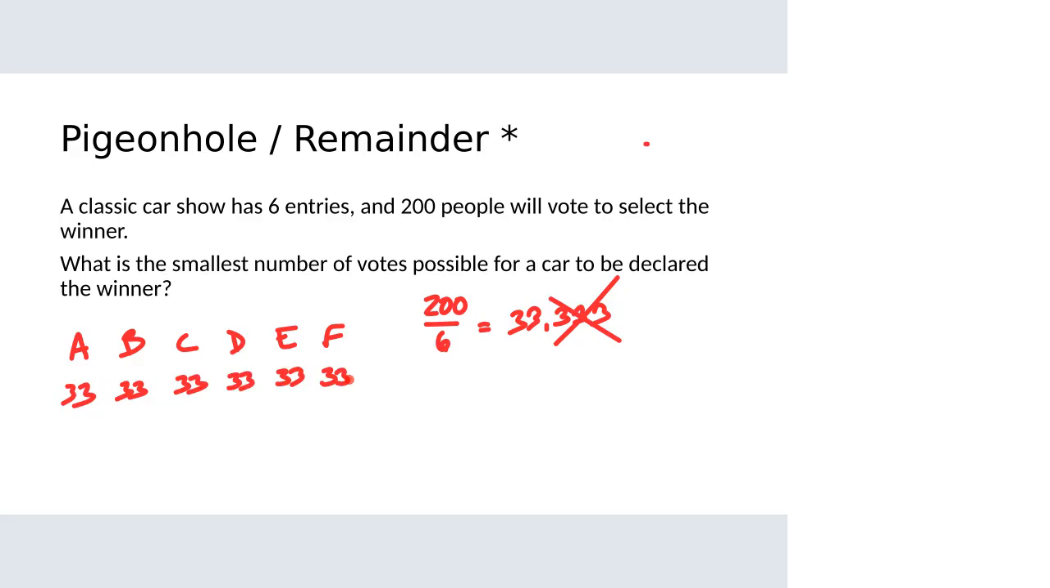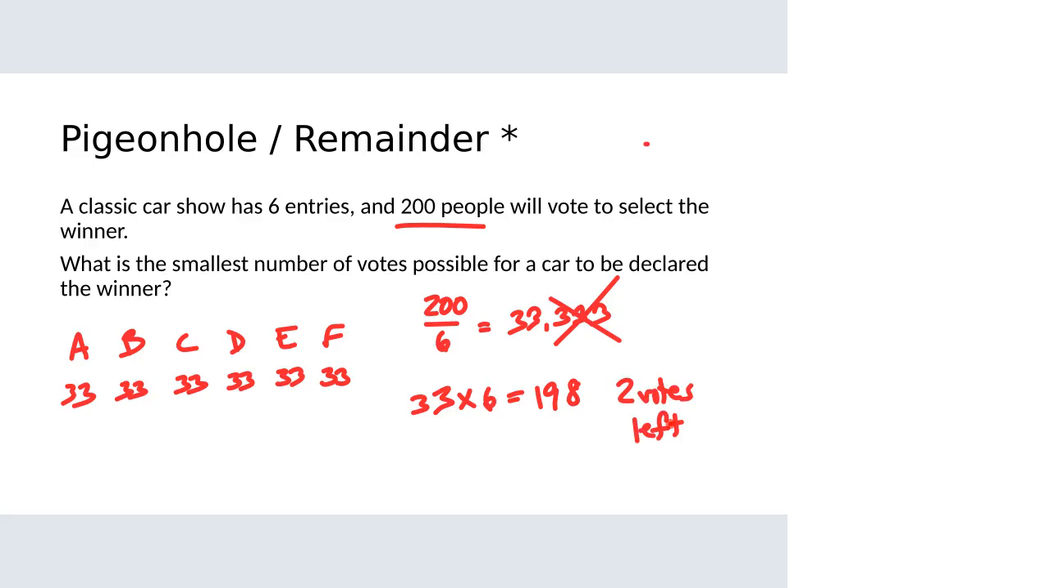At this point, you might think, well, if I just give A 34 votes, then that's how many it needs to win. But let's make sure we've got all our votes here, because there's 200 votes. And at this point, we have 33 times 6. Let's see, 33 times 6, that's 198 votes. So I still have 2 votes left.